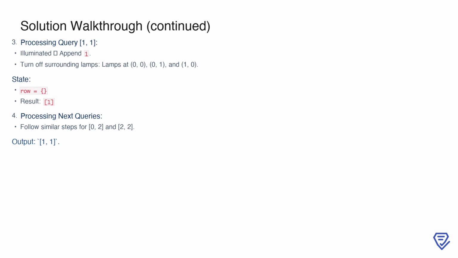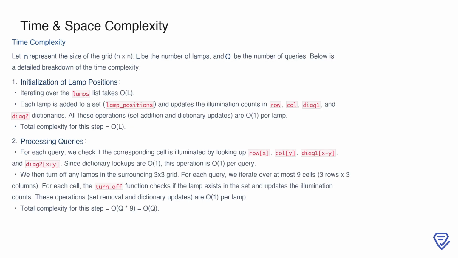Next, we process the remaining queries (0, 2) and (2, 2), following the same procedure, checking illumination, appending the result, and turning off any nearby lamps. Ultimately, the output for this example is [1, 1], indicating that both queries were illuminated at the time they were processed. In analyzing the time complexity, we start with the initialization of lamp positions.